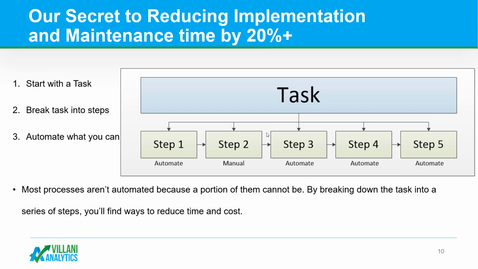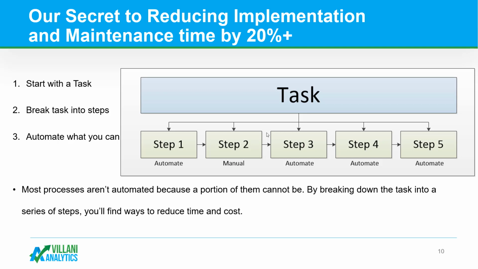So our methodology is very simple. It's 3 steps. We start with a task. We break that task down into steps, recognizing that not every step is something that can be automated. So then we just automate what we can.